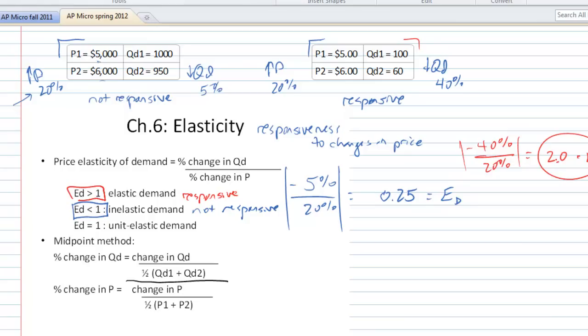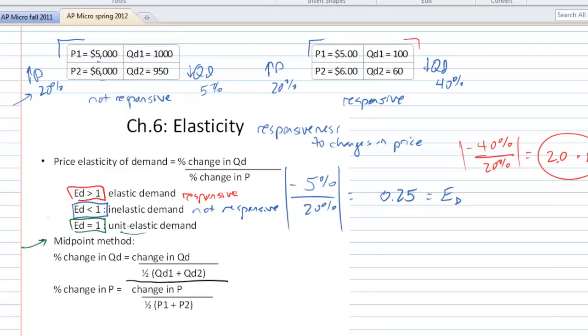And then there's the special case where if it's exactly 1, if you had a 20% increase in price leading to a 20% decrease in quantity demanded, that would be called unit elastic demand. And it's right in the middle of responsive and not responsive. It's kind of, not too hot, not too cold. I wouldn't say it's just right. I mean, there's nothing right about it. It just happens to be right in the middle. That's a unit elastic demand. Okay, so that's our basic measurement of the elasticity of demand.